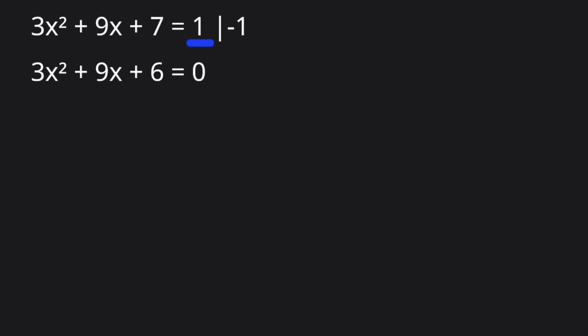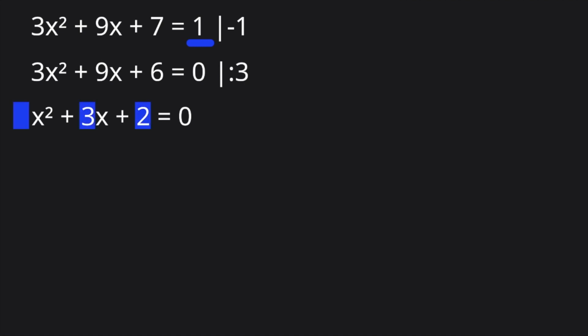Now, we can simplify the equation further by dividing both sides by 3, which leaves us with x squared plus 3x plus 2 equals 0, since 0 divided by any number is always 0.